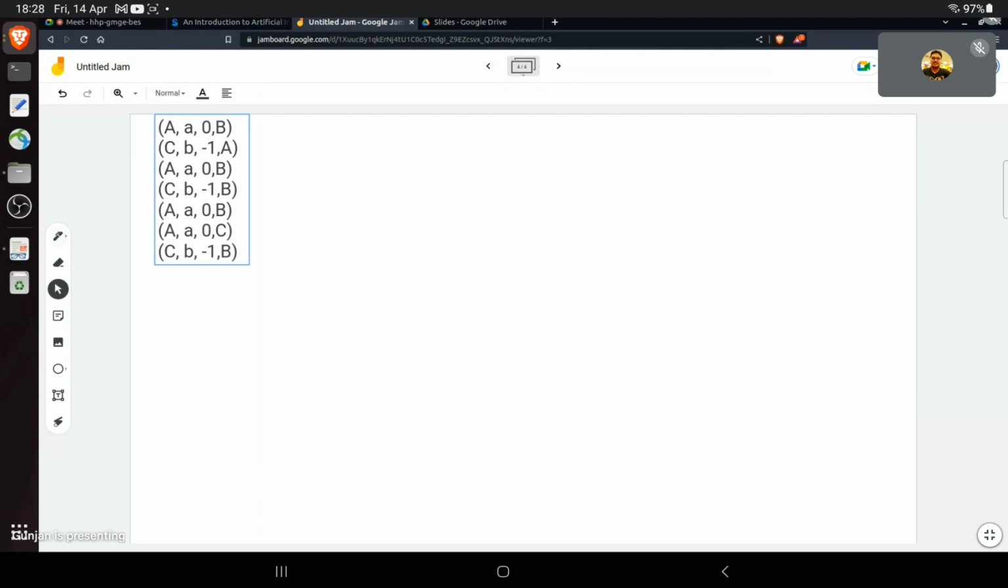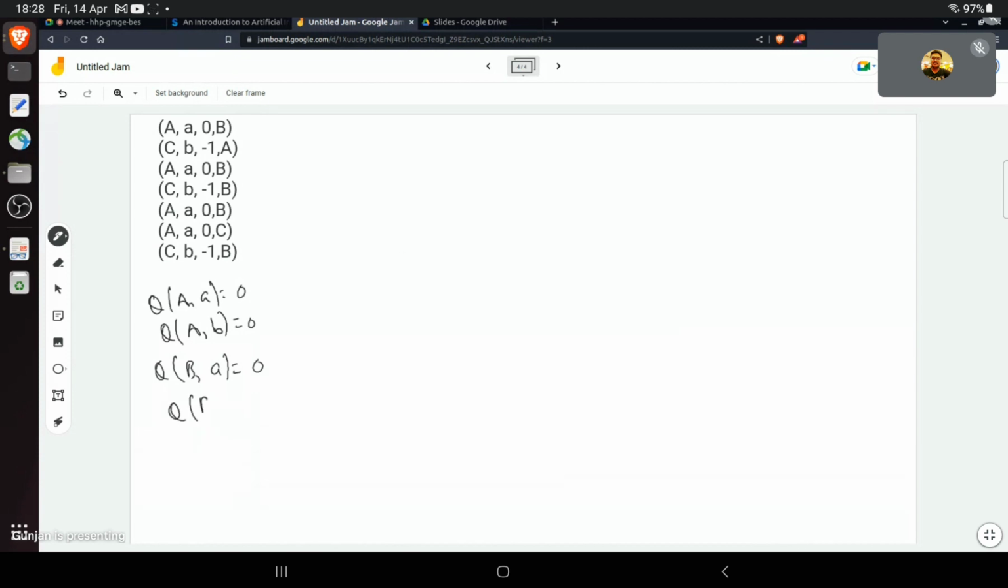So I'll just put the initial values here, right? That means q a comma a is 0, q a comma b is 0, q b comma a is 0 and q b comma b is 0. Then we have q c comma a is 0 and q c comma b is 0. Why am I doing this? You will understand its importance once we solve the question, right? So we have to first estimate the value of q a comma a, right?